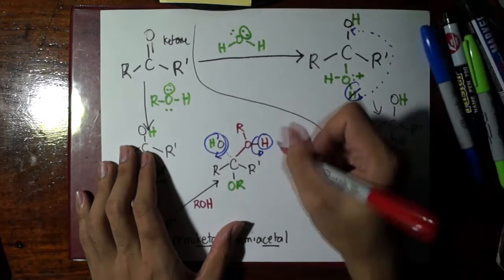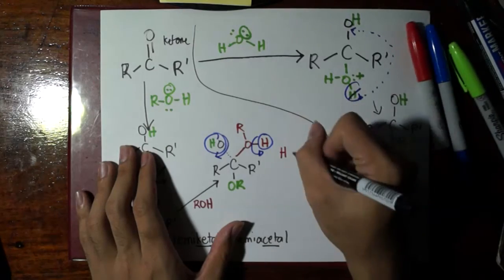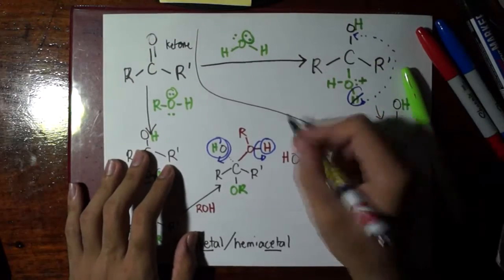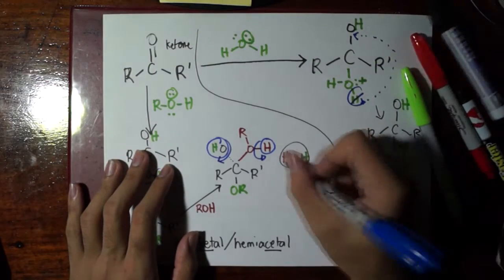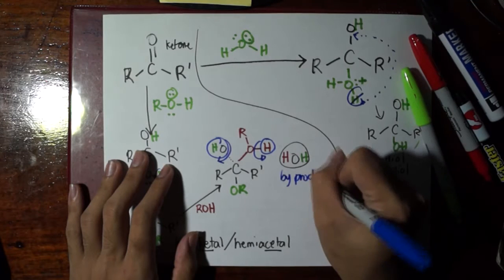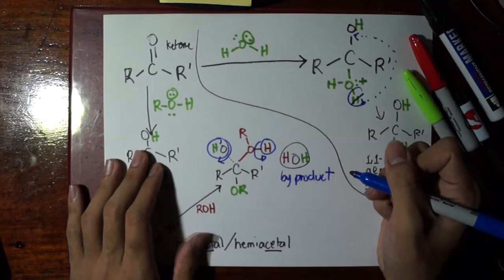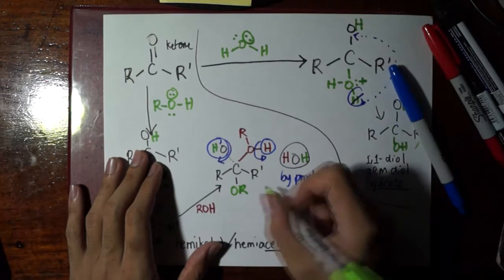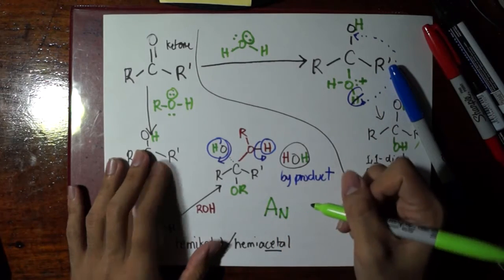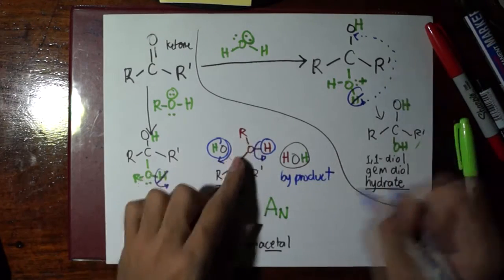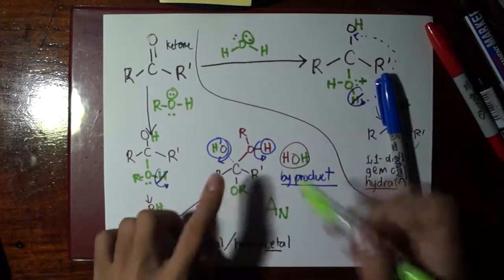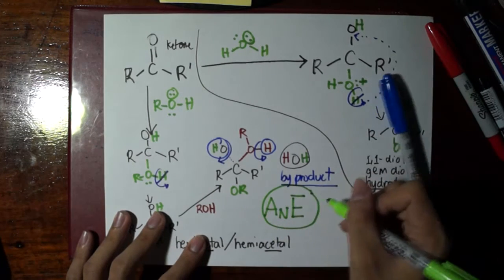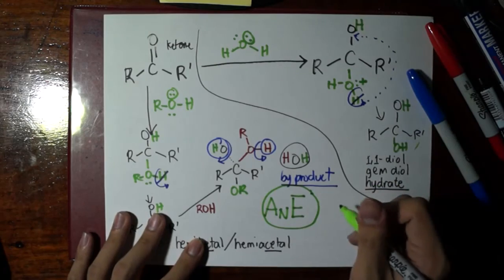If we combine this H and then the OH from the original hemiketal, we will now form water as a byproduct. But the point is, you released something. There is a kind of elimination. So this time, it's not anymore simply nucleophilic addition. Since you have a byproduct that is water that you removed from the original hemiketal, the reaction mechanism is now nucleophilic addition followed by elimination.